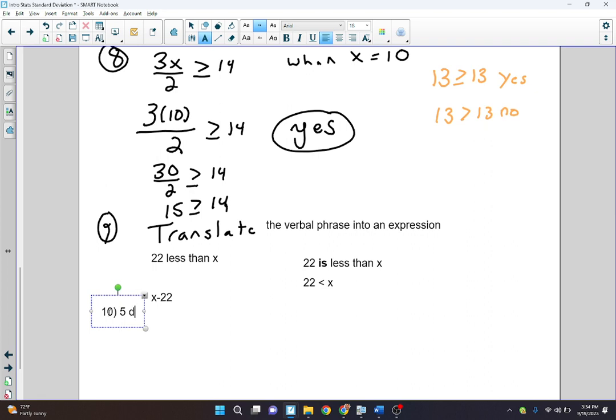5 divided by the sum of 3 and t. 5 divided by the sum of 3 and t.